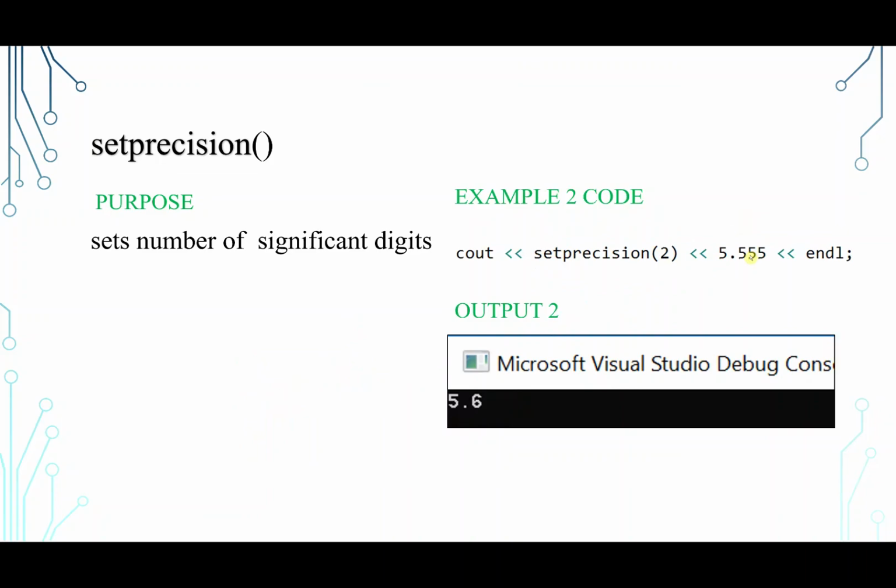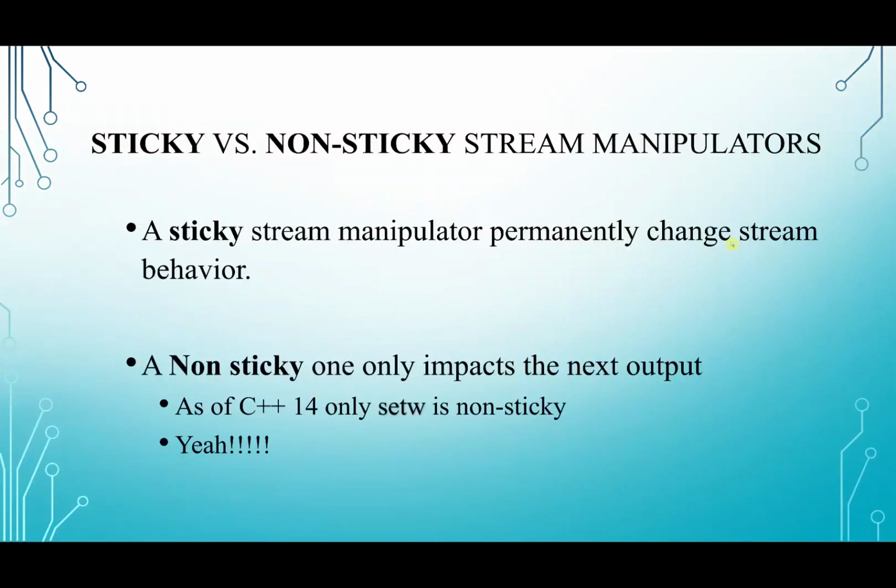So setPrecision 2 without fixed, again, the 2 significant digits. So leave this alone and round this up, right? Round this, so 5.6.